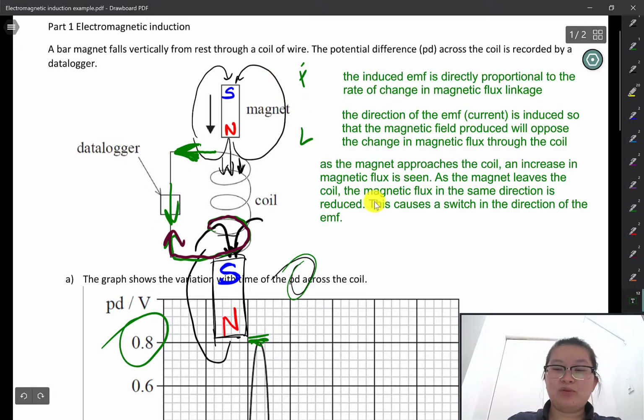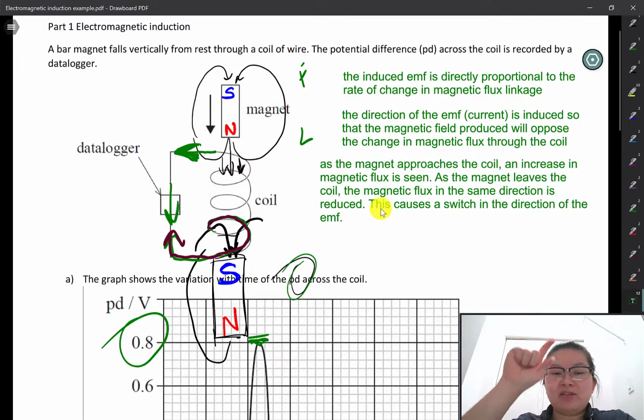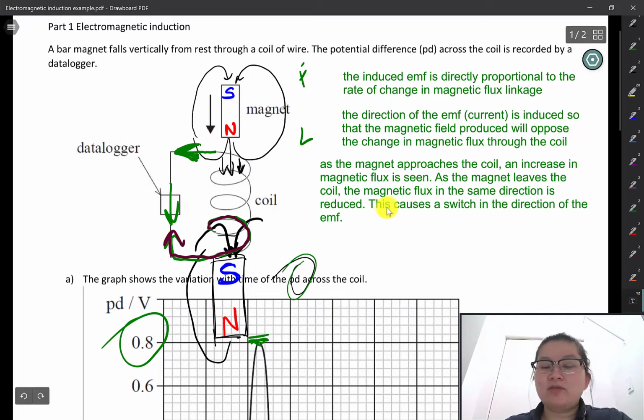As the magnet approaches the coil, you'll see an increase in the magnetic flux. And you just assume the direction of the polarity of the magnet. You can try to work it out with the south pole on the bottom. If the south pole is on the bottom, then your field lines are going to go upwards. And as the magnet is about to leave the coil, you'll also have a decrease in the magnetic flux going upwards because the north pole is on top. So regardless of whichever pole is facing what direction, you're still going to get an increase of flux as the magnet enters the coil, and a decrease in flux as the magnet leaves the coil.